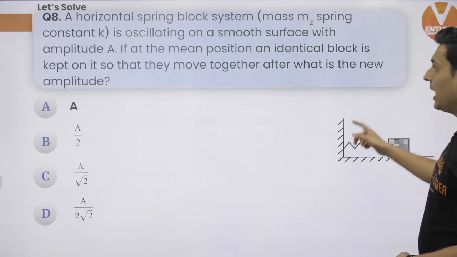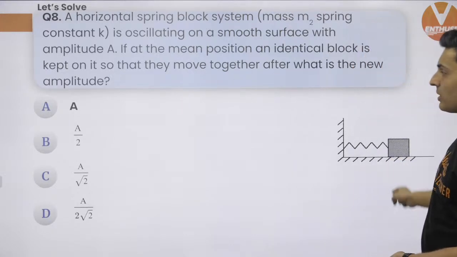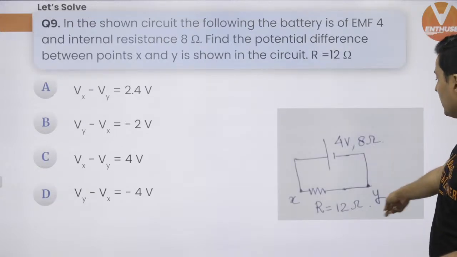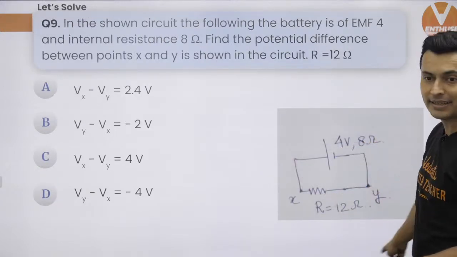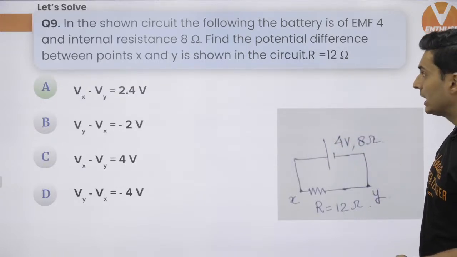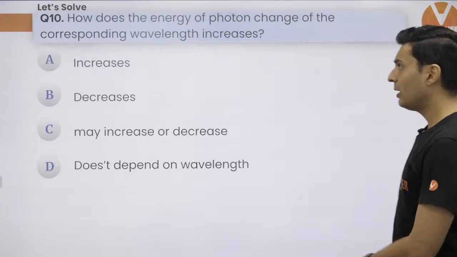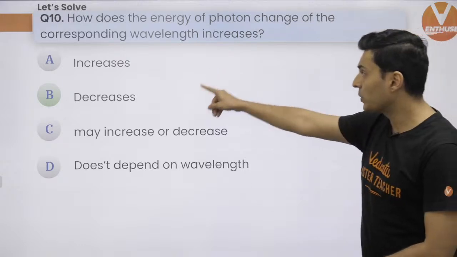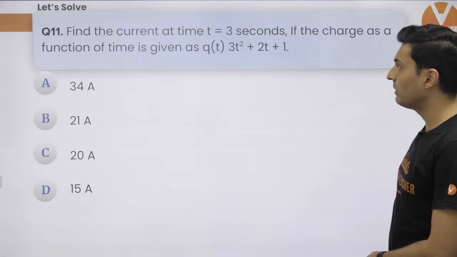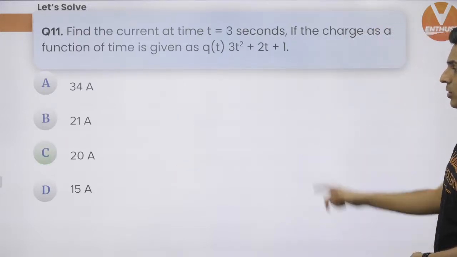And then you had this SHM. The amplitude was asked when you place some mass over it, and the answer was a/√2. Then question number 9, the question was find the voltage difference between points X and Y. The answer was again 2.4 volts. So guys, I'm just doing a quick revision of the questions which I have discussed some time back. I'll be discussing after question number 11. Question number 10, the answer was decreases when you increase the wavelength. And question number 11, charge was given. The question was find the current at 3 seconds. The answer was 20 amperes.